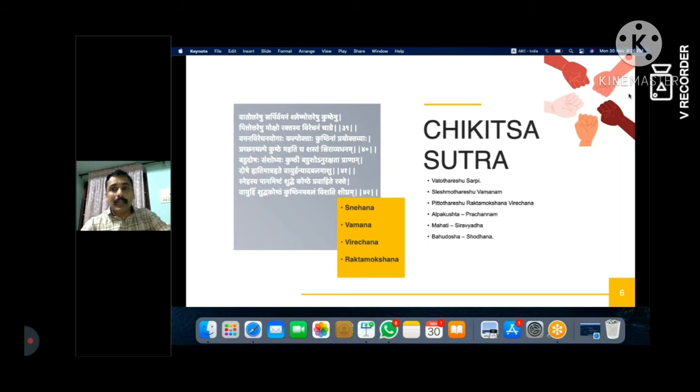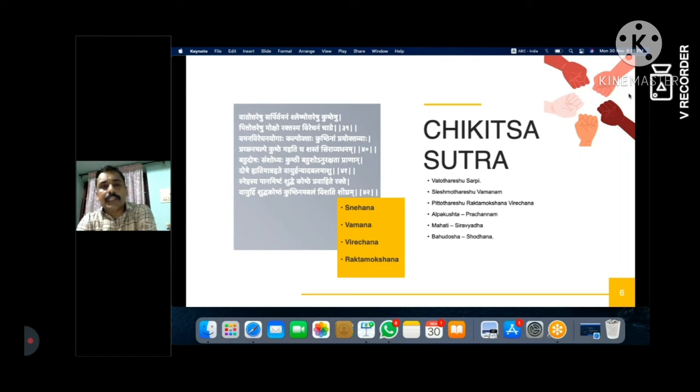If you are able to identify these doshas, then the treatment becomes very easy. If Vata is there, apply sneha dravyas. If Pitta is there, apply virechana. If Kapha is there, apply vamana. That simple is the management of skin diseases.